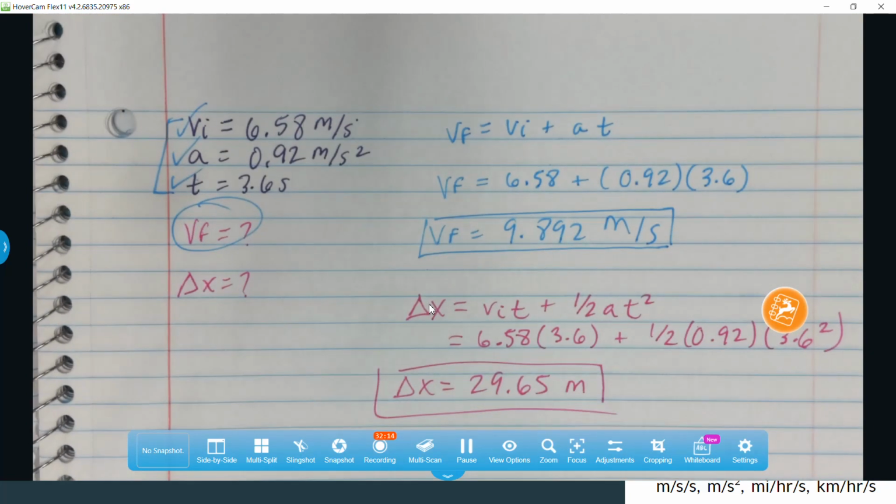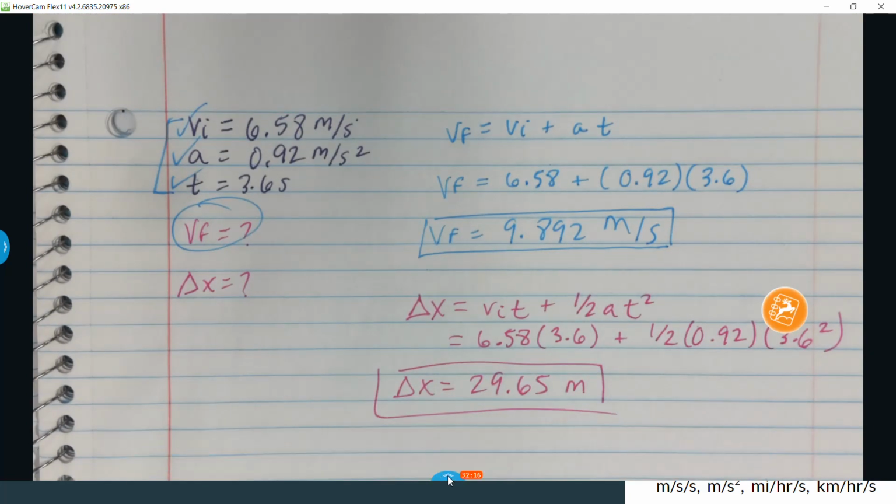All right, so that is how you would solve those couple of problems. I have another one on here, and I'll go ahead and put it on the screen in just a second so that you can maybe try to just pick the right equation. Start there. You can't do anything else until you pick the right equation.